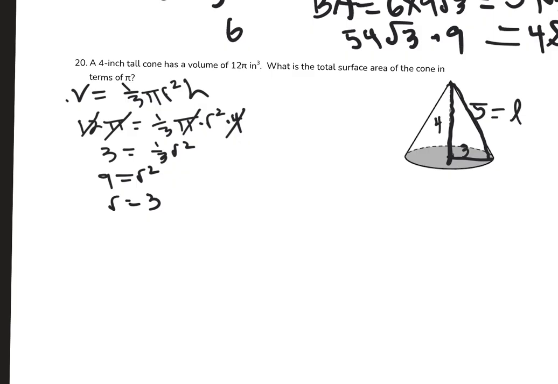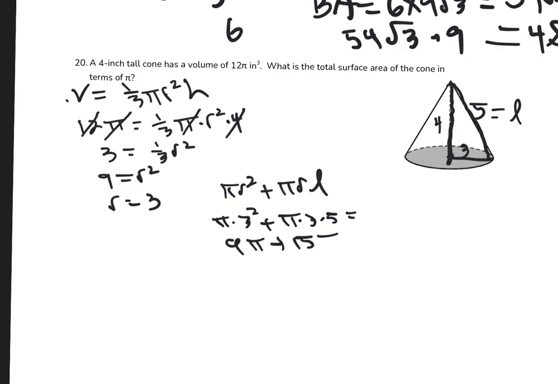Okay, the total surface area then is equal to pi r squared plus pi r slant height. And so that's going to give us pi times 3 squared plus pi times 3 times 5. It's going to give us 9 pi plus 15 pi is equal to 24 pi. And our unit here is inches squared.